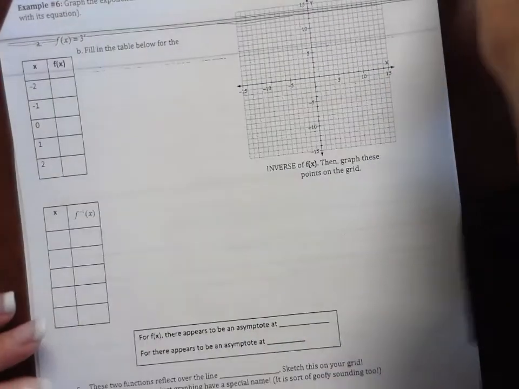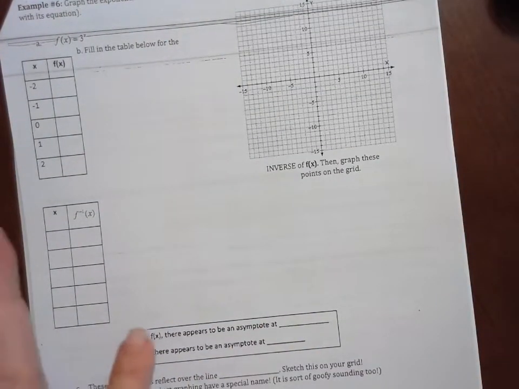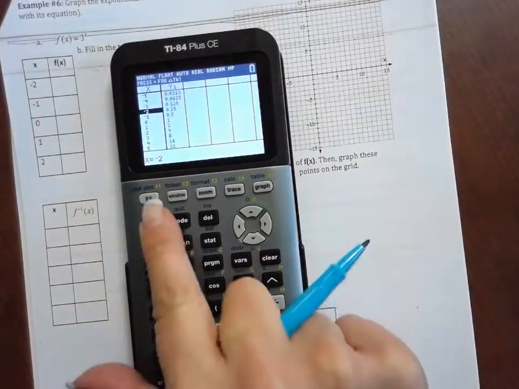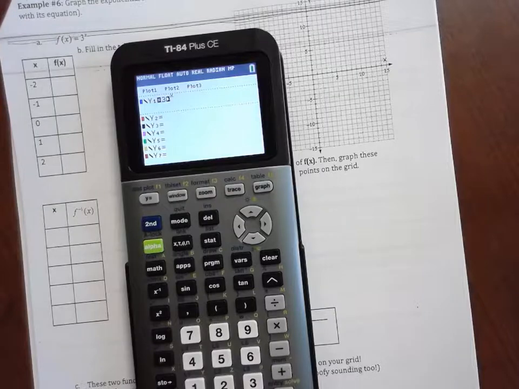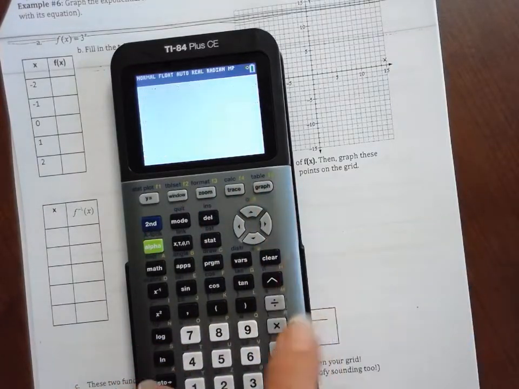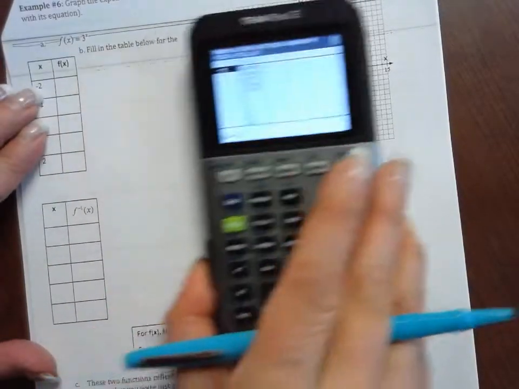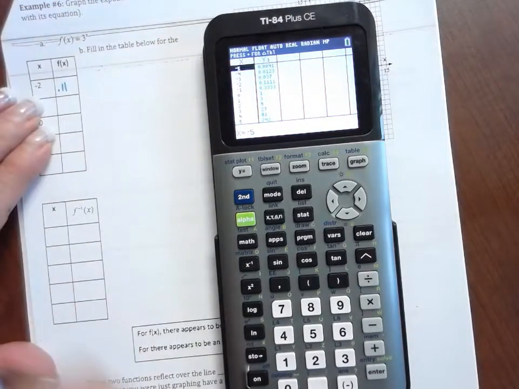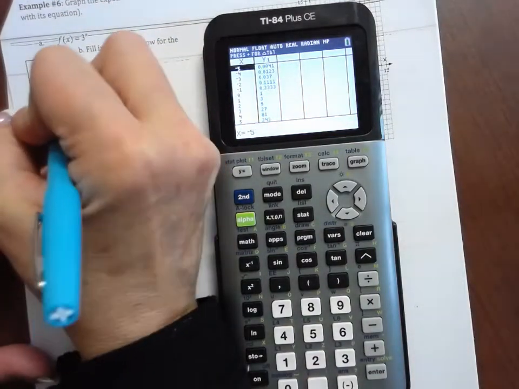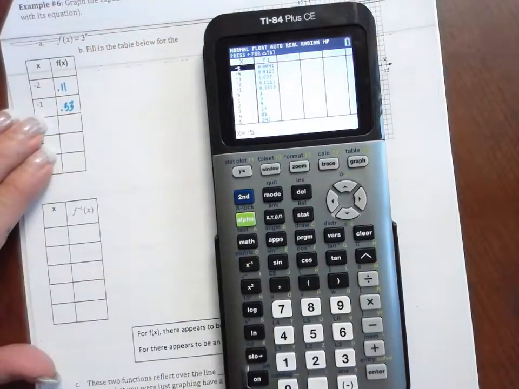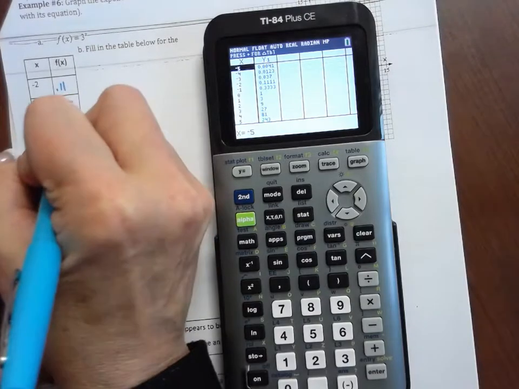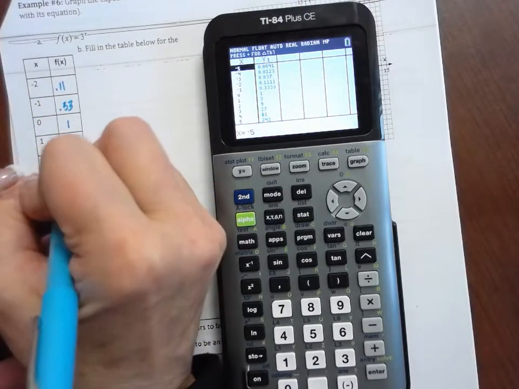If I have f of x is equal to 3 to the x, let's change our y equal to 3 to the x. Take a look at my table. And -2 is going to be 0.11. -1 is 0.33. 0 is 1. 1 is 3. And 2 is 9.